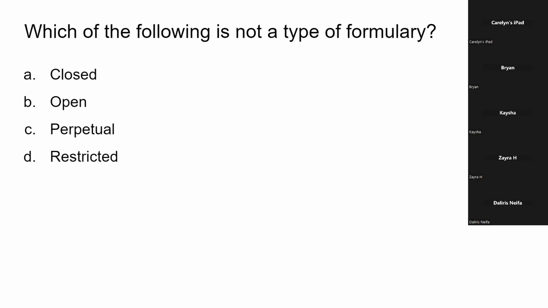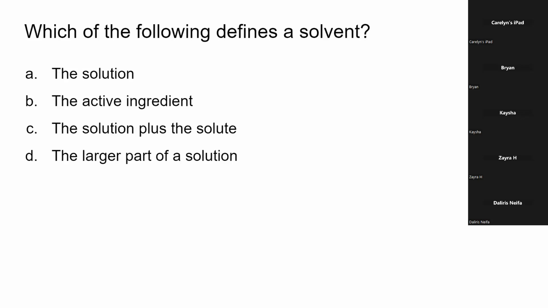Make sense? Gotcha. All right, so we have our 3 types of formularies: closed, open, and restricted. 9 times out of 10, actually 99 times out of 100, you're always going to have a closed formulary to varying degrees. This goes back to what Jason was saying.